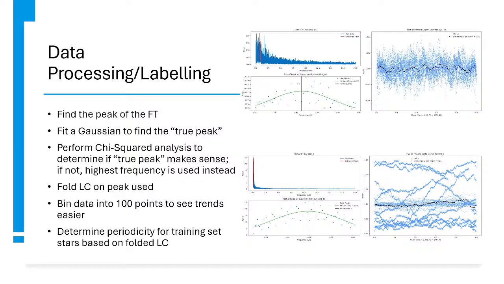So the top one, that is Wolf-Rayet 14. I labeled that one as aperiodic because there are no periodic signs whatsoever in there. And then I labeled Wolf-Rayet 1 here as a periodic star because it's got periodic tendencies shown.